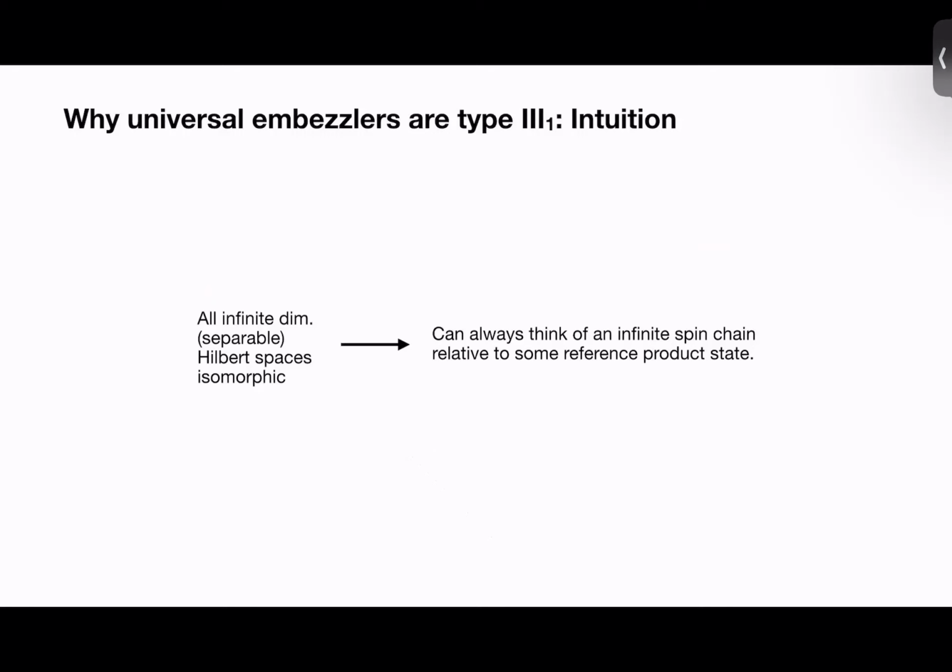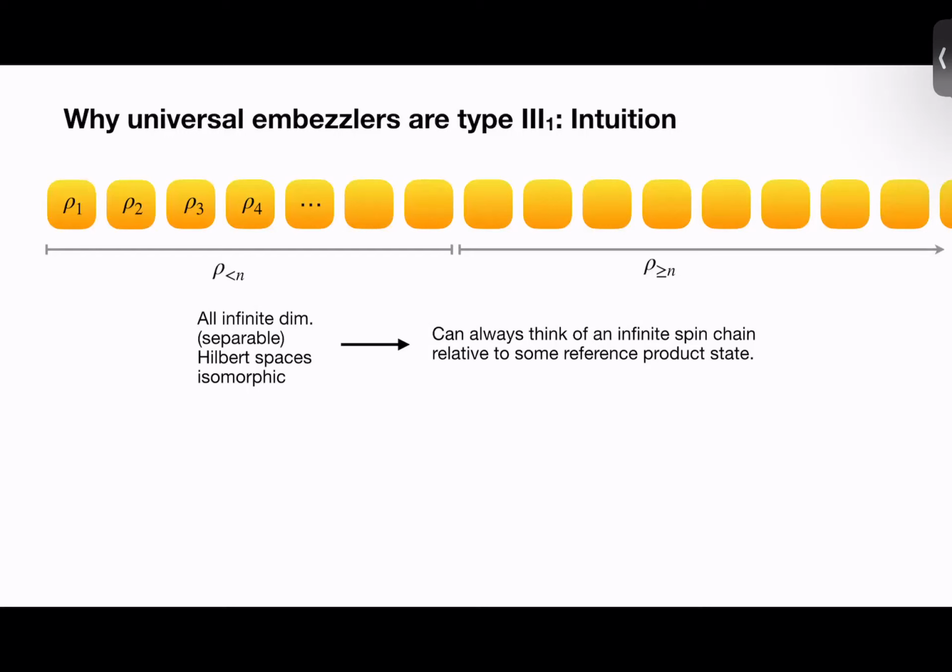So it's a very well-known result that all separable infinite-dimensional Hilbert spaces are isomorphic. So if you have any such Hilbert space, you can always think of it, if you want to, as the Hilbert space of an infinite spin chain relative to some reference product state. So here's such an infinite spin chain with a fixed product state on it.